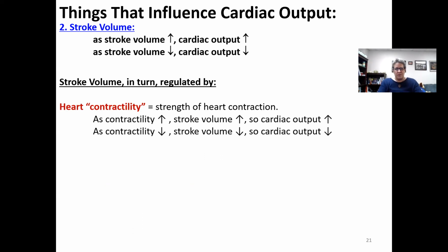So stroke volume is affected by how hard the heart muscles contract when they contract. So heart contractility is the strength of the contraction of the heart. If the contraction strength goes up, stroke volume goes up, and that makes cardiac output go up. The opposite is also true. If contractility decreases, stroke volume goes down, and so does cardiac output. So everything we've talked about so far is a direct proportion. As one goes up, the other goes up, and if one goes down, the other goes down.